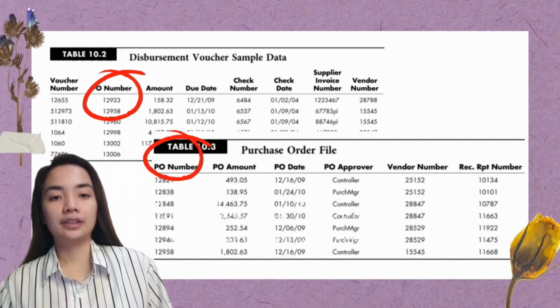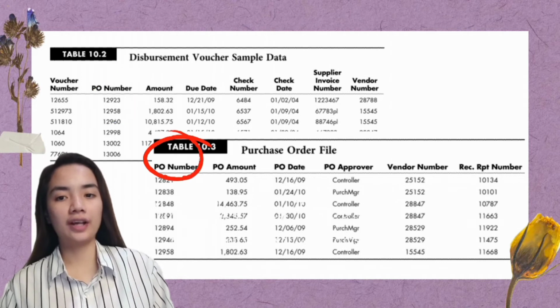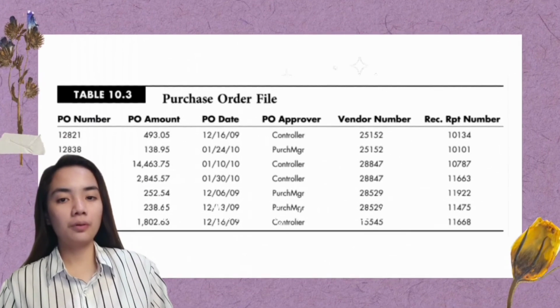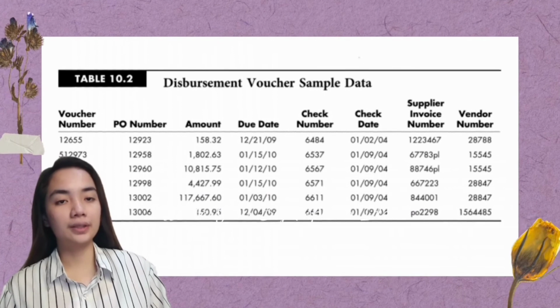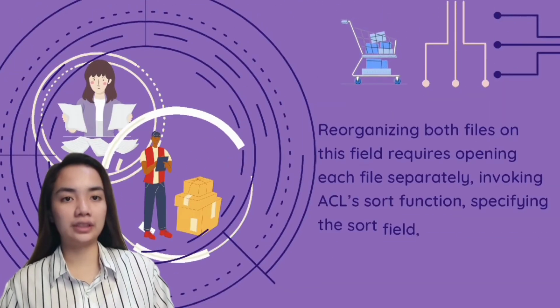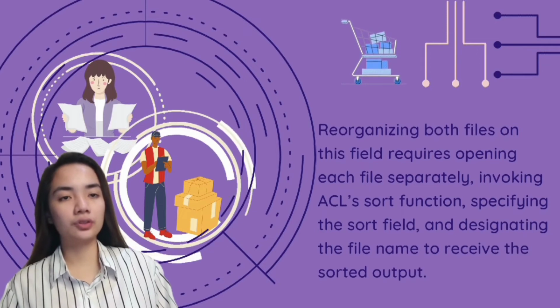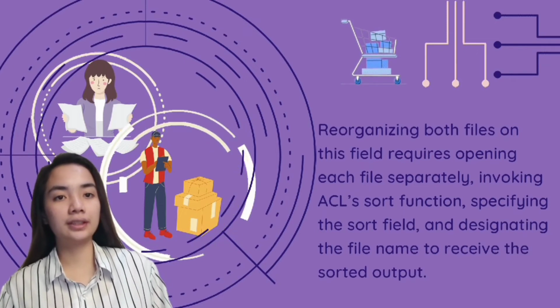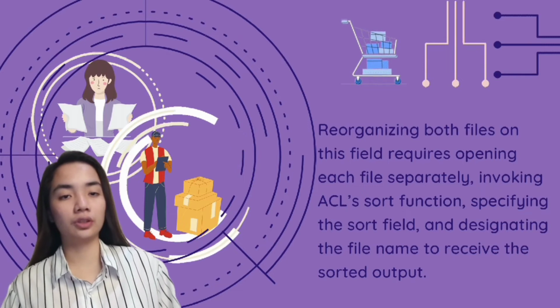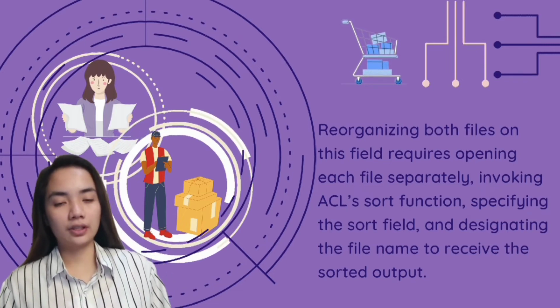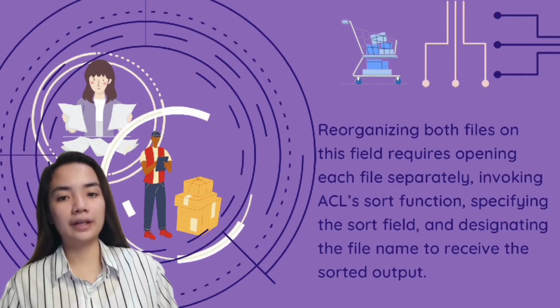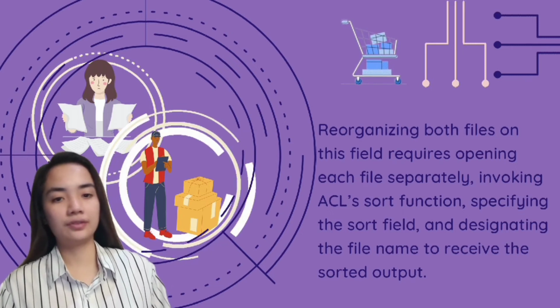That is why when you recognize both files in this field, you will be required to open each file separately. However, it will invoke the sort function of the ACL. We'll specify the sort field and designate a file name to receive the sorted output. As a result, there will be two new files that are ordered in the same sequence.